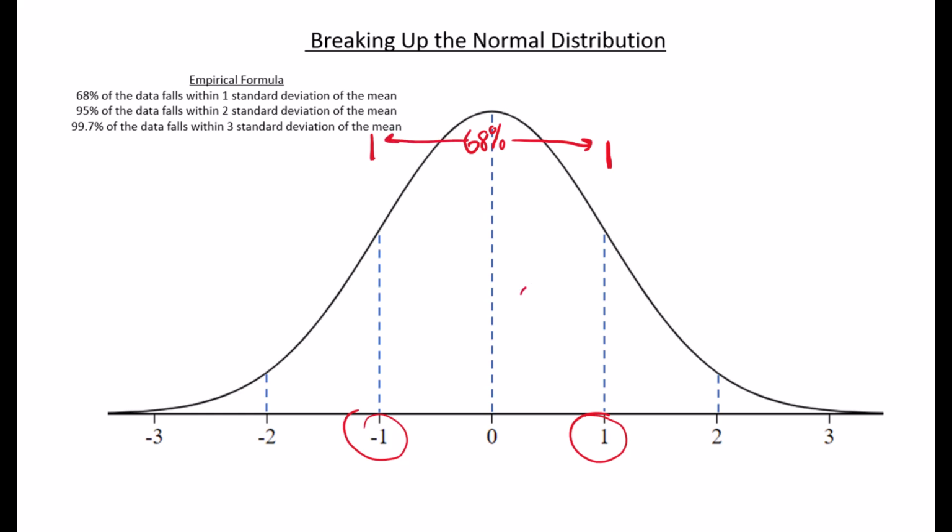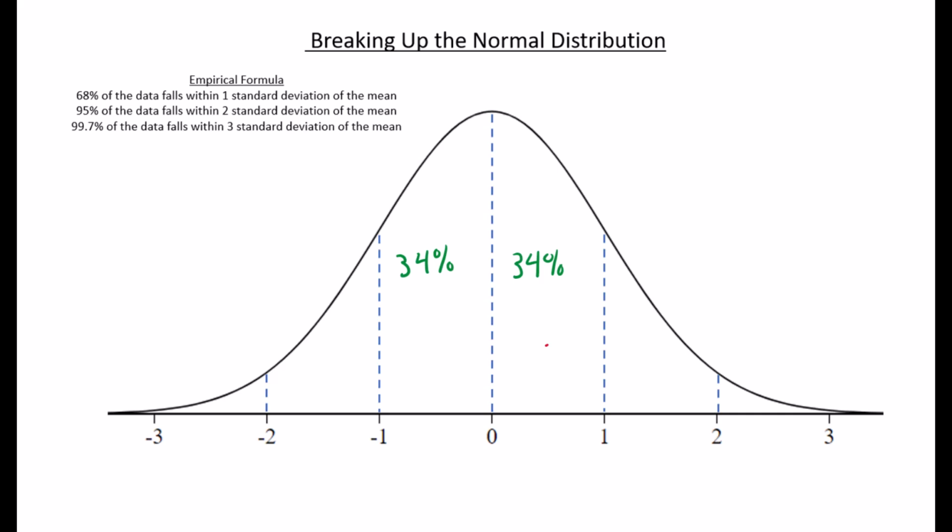Now how do we get this part right here? Well, we're going to take 68 and divide it by 2. So 68% divided by 2 will give us 34%. So this little section right here will be 34%, and this one will also be 34% because we have a symmetrical shape. Then I'm going to get rid of this just to clear our way.